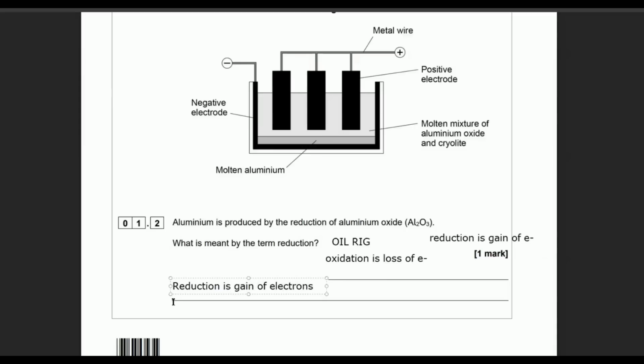But there's also another thing that reduction is. The original meaning, when they first came up with the word reduction in chemistry, is that reduction is loss of oxygen, or the removal of oxygen. What they found out later on is that when oxygen is removed, you're actually gaining electrons. So they changed it to reduction is gain of electrons. Either of those will do you good. I would go with the first one because it fits with OIL RIG.